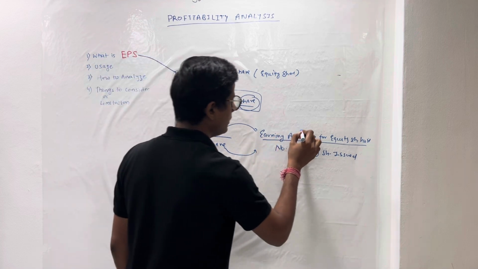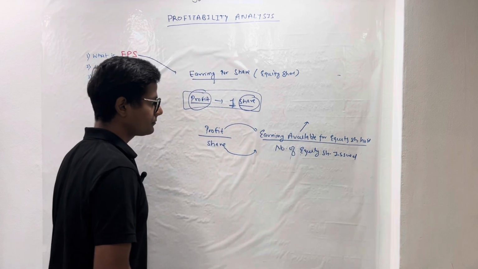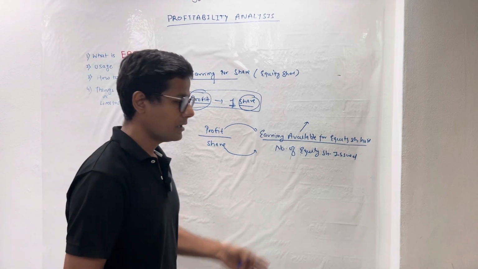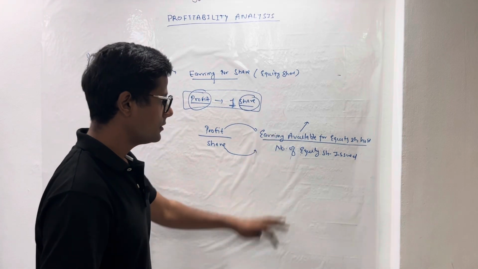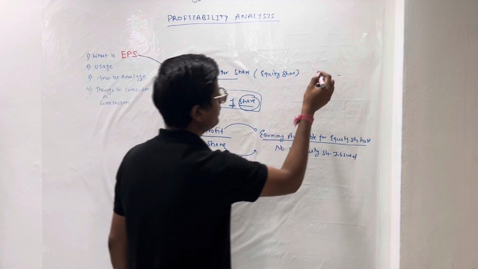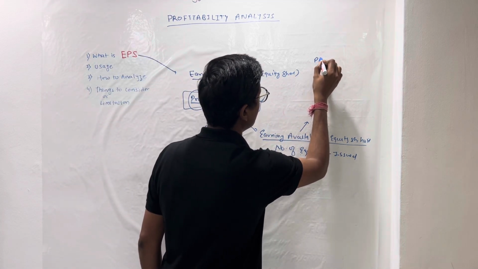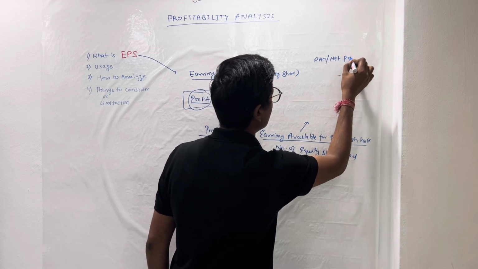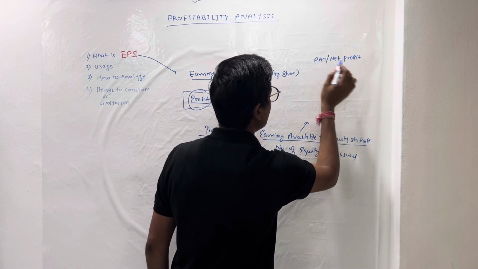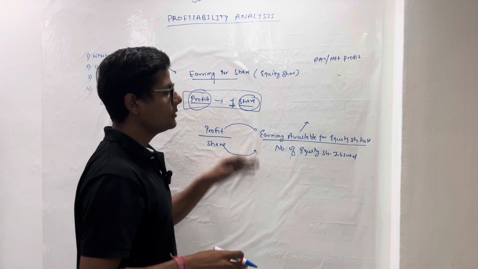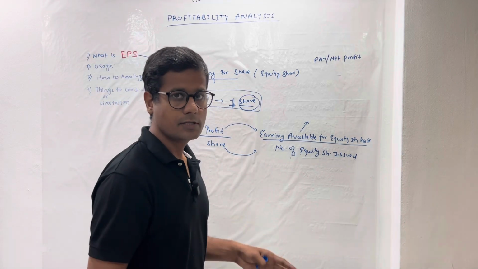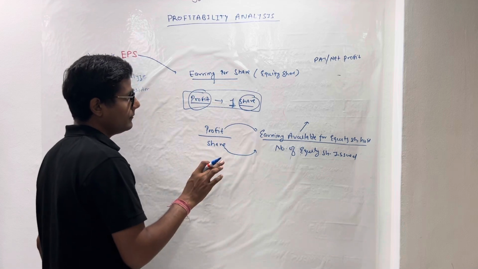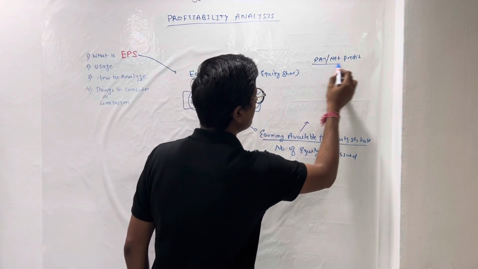Now what is earnings available for equity shareholders? We have seen in our previous videos, when we prepared the P&L statement, the last item is mostly PAT, or net profit, or net income. PAT is what you get when, from the revenue, you deduct all the expenses, operating, direct, indirect, everything. PAT is generally what is available for shareholders.